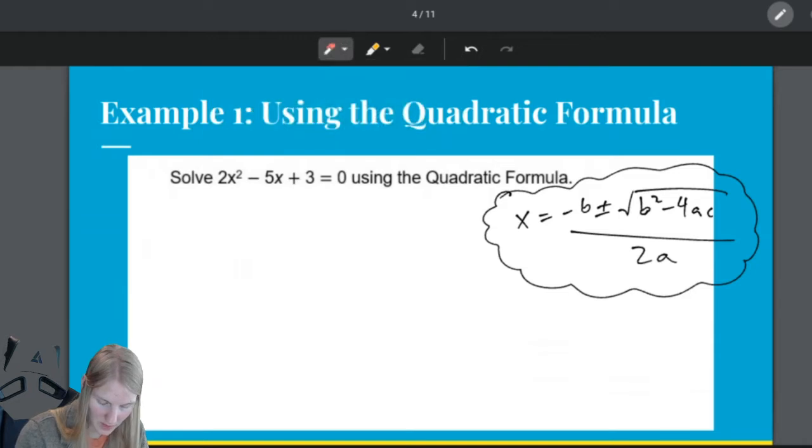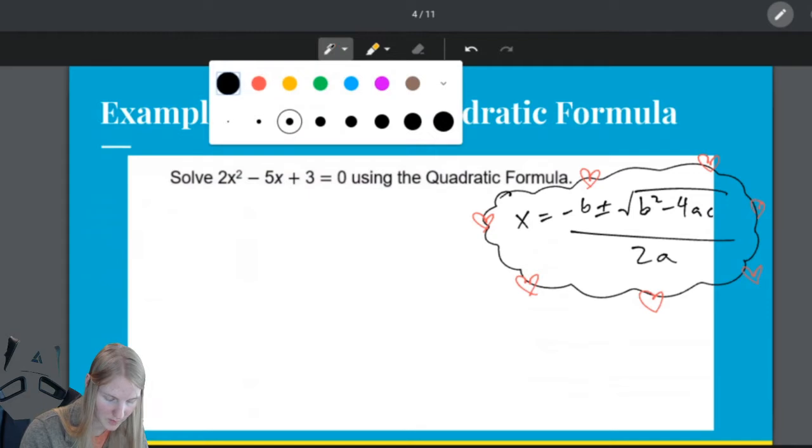Yes, and I like to put some hearts around it, so that I know, hey, this is important, and we're going to be using it a lot. Okay, there we go. Hearts are completed.